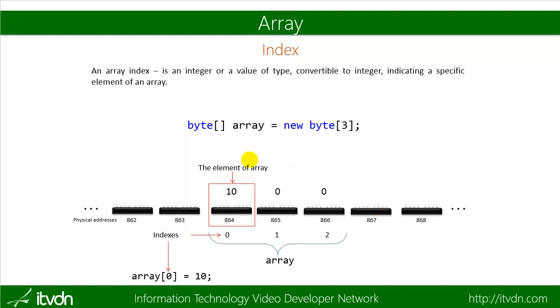Then we have element of array. The element of array is this: first element, second element, and third element. Of course, we have 3 elements here because we have number 3 written right here. Now, what's the value of the first element? The value of the first element is 10. The value of the second element is 0 right now, but we can assign a value to it later on. Then third element also has a value of 0.